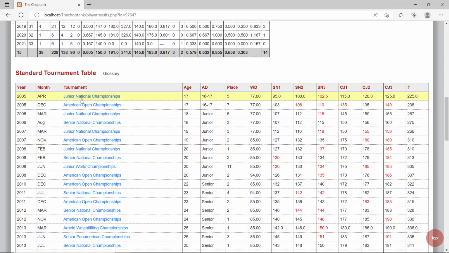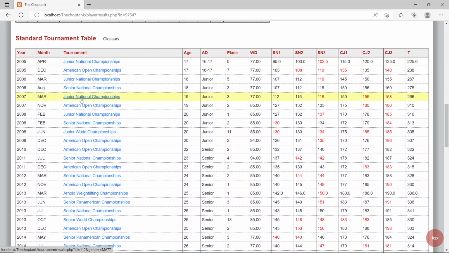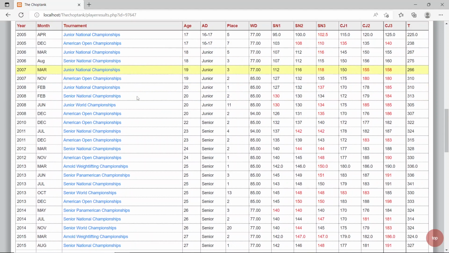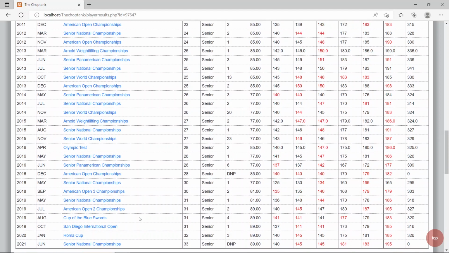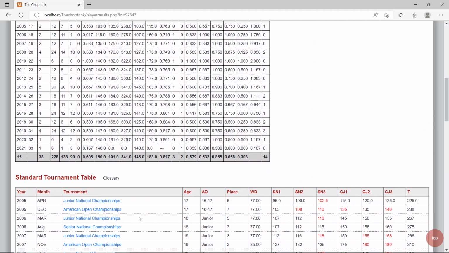Scrolling down further on the table, we get to the standard tournament table. And this lists in chronological order every tournament that Travis has competed in. Successful attempts are written in black, and attempts that are missed are shown in red. We can scroll through this table and get all of the tournaments that Travis has competed in through the year 2021.